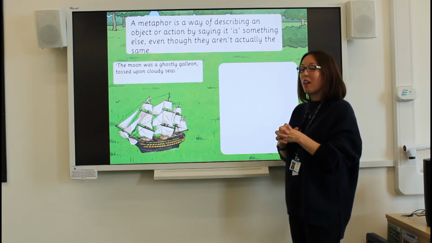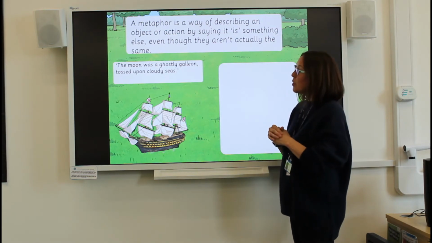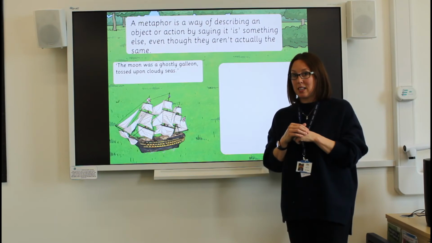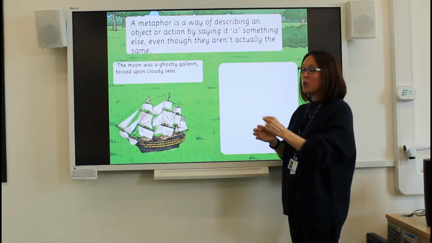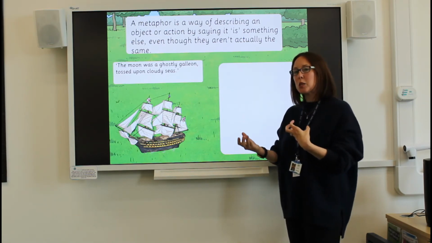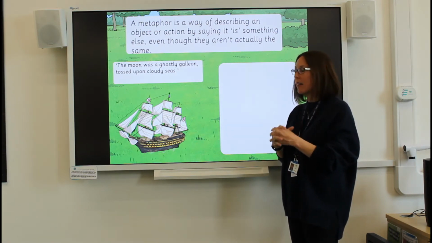It was The Highwayman by Alfred Noyes, wasn't it? Let's read the sentence and see why it's a metaphor. So the moon was a ghostly galleon tossed upon cloudy seas. So Noyes, in this case, has said that the moon was a ghostly ship, a ghostly galleon. Can a moon actually be a ship? No. So why has he said the one is the other?